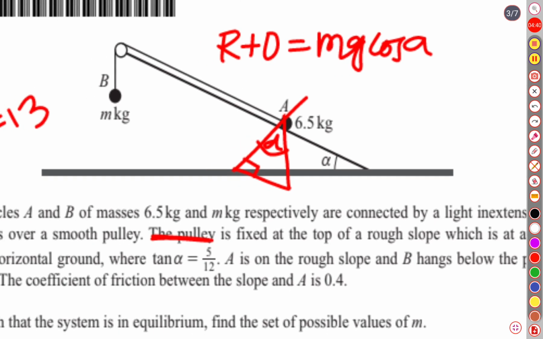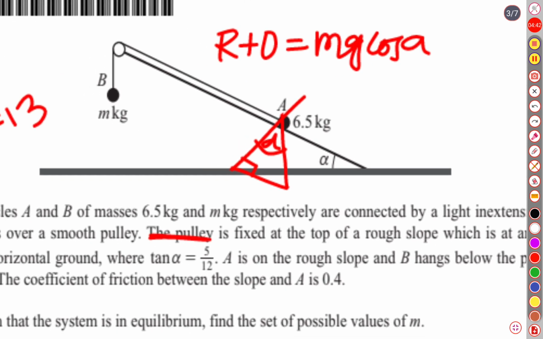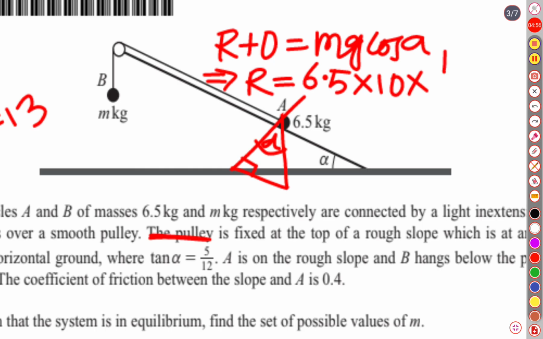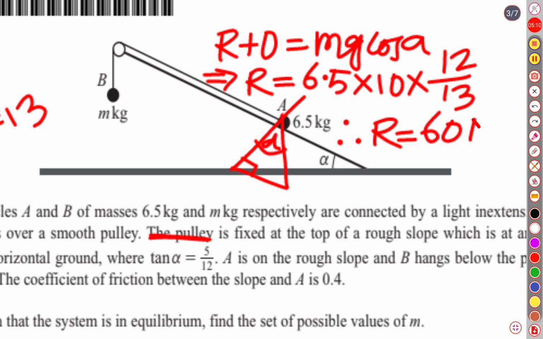Let us write here, R is equal to the mass of the particle, 6.5, acceleration due to gravity 10, so 6.5 into 10, and cos alpha we just found, 12 over 13. Hence our normal reaction R is going to be 65, so 5 3s are 65, 5 12s are 60. So it is 60 Newton. 60 Newton is the normal reaction force.